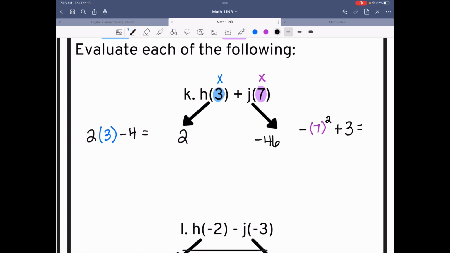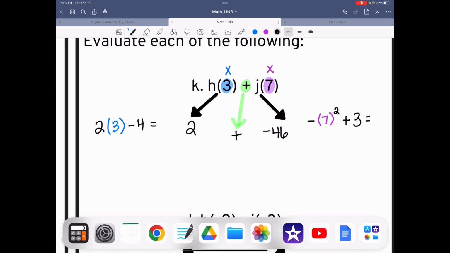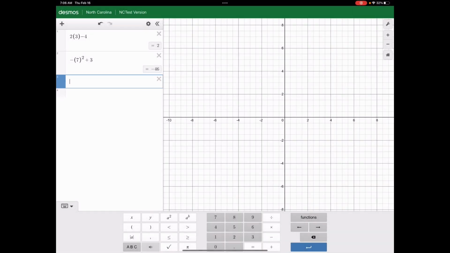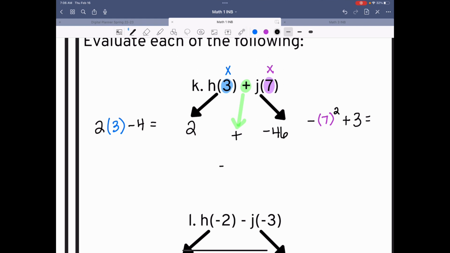So now the final step is we're going to add these two things together. So we got to come down here and we got to add them together. So we're going to add 2 and negative 46. So if we add 2 and negative 46, we get negative 44 as my final answer here.